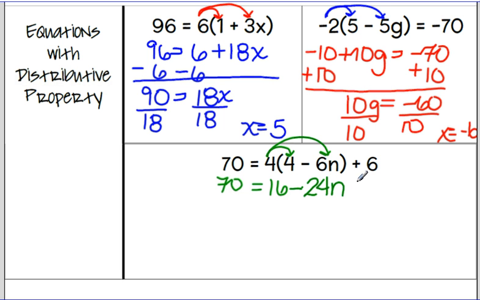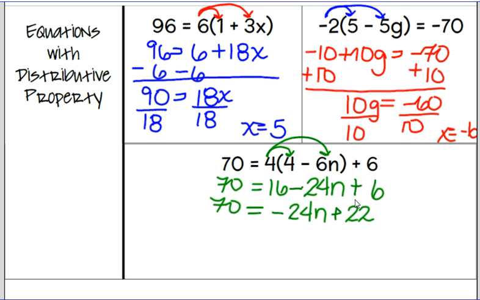So negative 24n, and then we're just going to bring down our plus 6. And so then we have some like terms on this side of the equation that we can combine. So we have this positive 16 here that we can combine with our positive 6. So remembering that if they're on the same side of the equation, that we can combine those like terms.